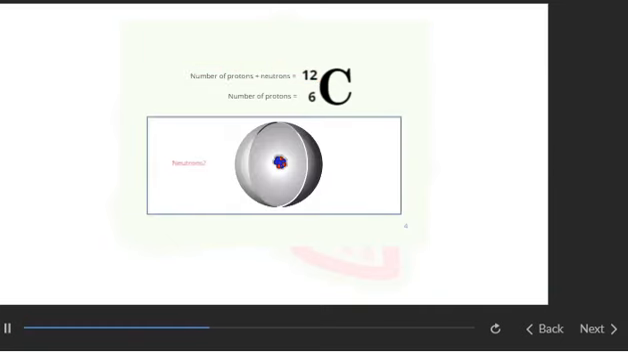But how do we find out the number of neutrons? The number of neutrons is equal to the mass number minus the atomic number. So in this example, after subtracting the atomic number of 6 from the mass number of 12, we can determine that there are 6 neutrons. What about electrons? A neutral atom contains the same number of protons and electrons, so if we have 6 protons, we will then have 6 electrons.